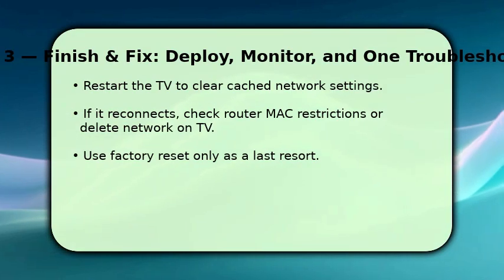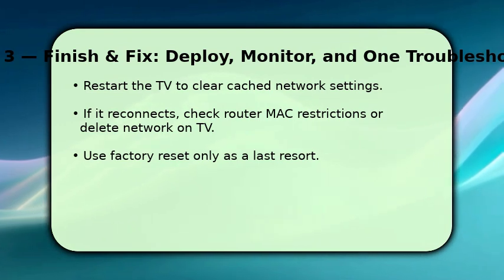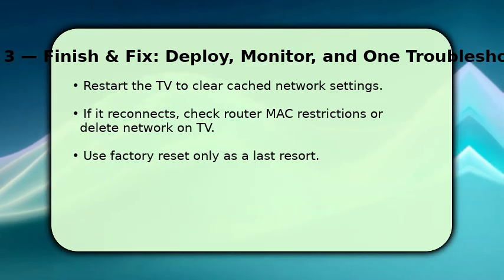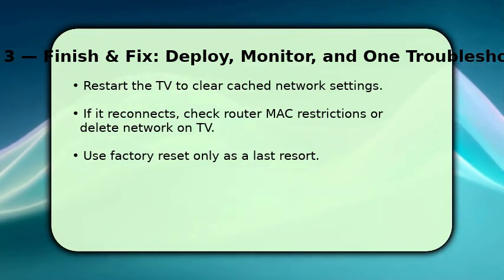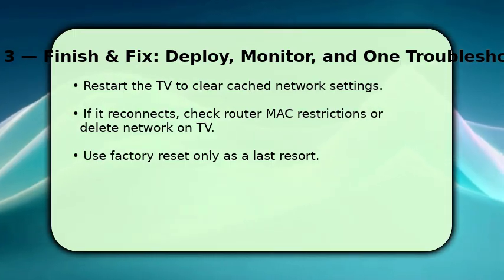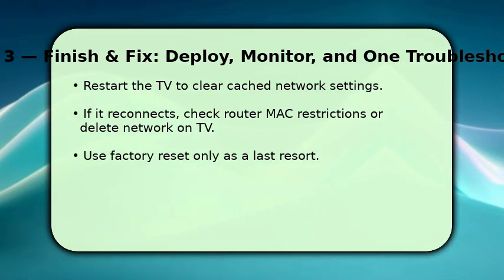Finish by restarting the TV. This clears temporary network cache and enforces the disconnect. If the TV reconnects automatically, go back and verify you chose Forget, then check the router for saved devices or MAC allow lists. You may also remove the network profile again or power cycle the router.